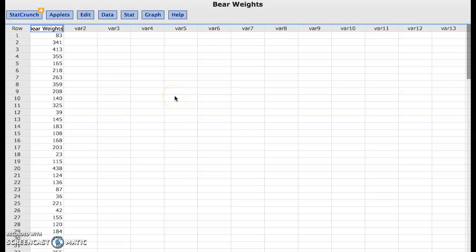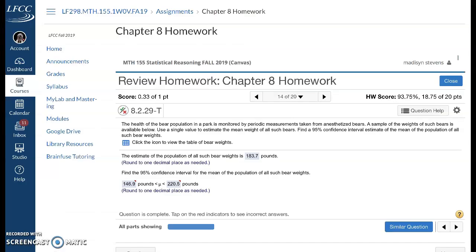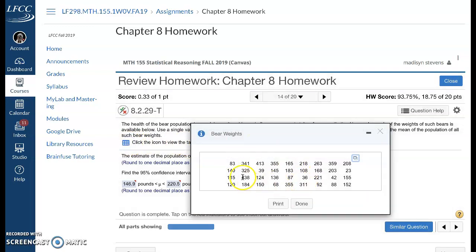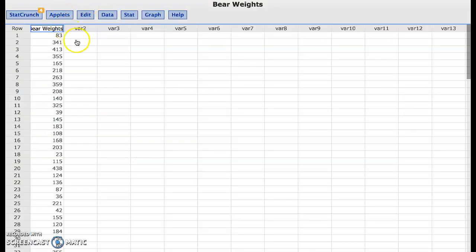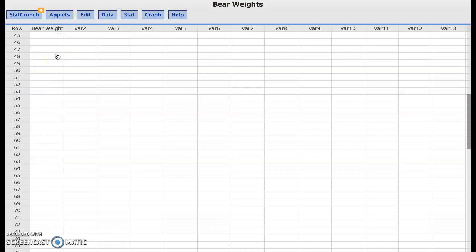Hello, so today I will be working with StatCrunch on my Chapter 8 homework, question 14, trying to find the estimate of the population weight, so the mean of the bear weights, and the 95% confidence interval for the mean of the weights from all of the bears. I've copied and pasted all of this data set into my StatCrunch, which is my VAR1 category. I've laid out all of the information that we will need to solve this question.